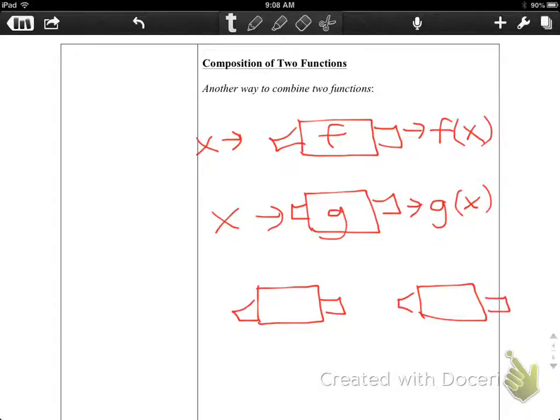Okay, so combining f and g. Let me use another color. This time, when we combine, we still start off with x, and we put that into our f function, and we get out f of x. But now, we're going to put f of x into our g function and get out g of f of x. That's the notation for a composite function, g of f of x. There's also another notation, but that's the idea behind what a composite function is. It's two functions that we're combining.